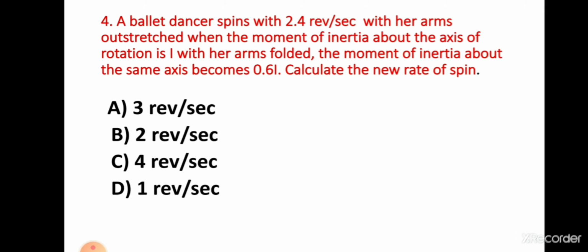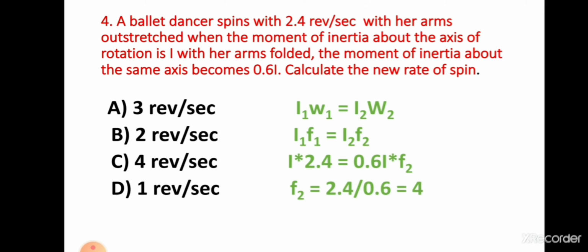In this case, we must use the formula called the principle of conservation of angular momentum. Here I1 omega 1 is equal to I2 omega 2, and we know that omega is equal to 2 pi f, so 2 pi and 2 pi will cancel. So I1 F1 is equal to I2 F2. Our F1 is here 2.4 revolutions per second, and we need to find our F2. F2 is unknown for us.